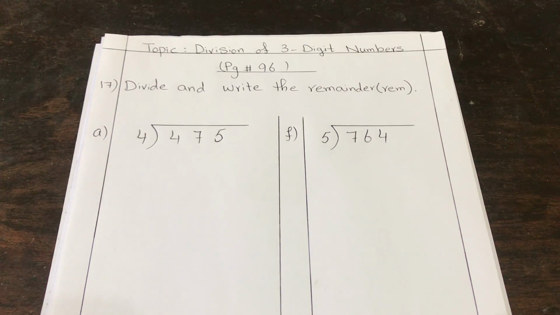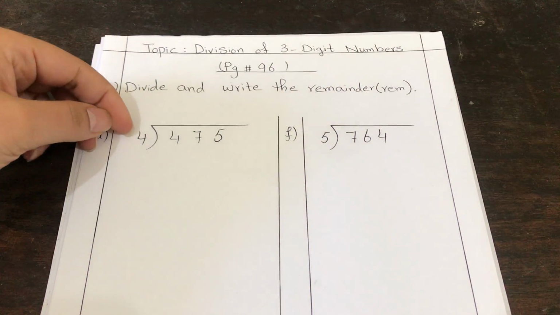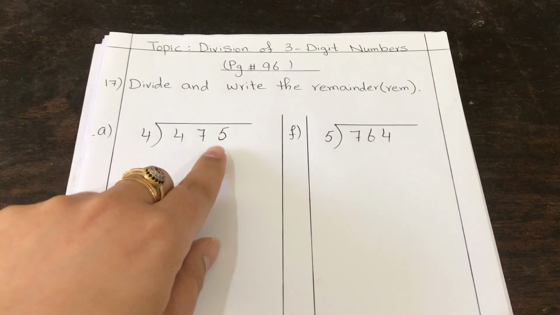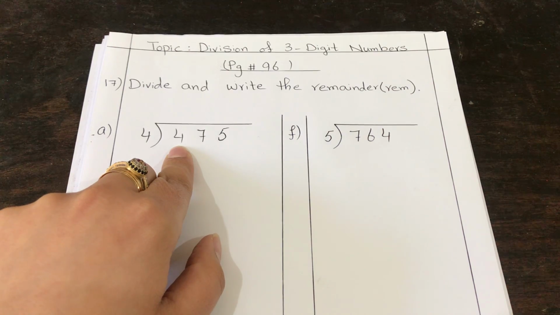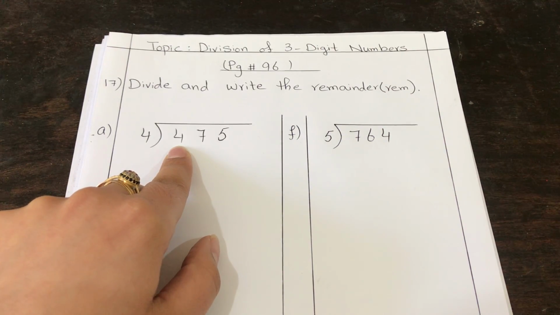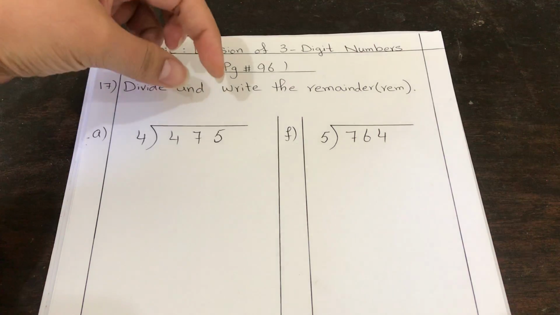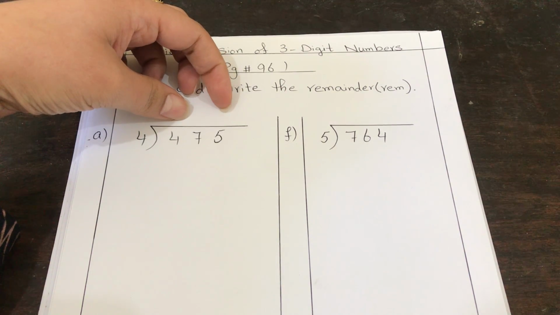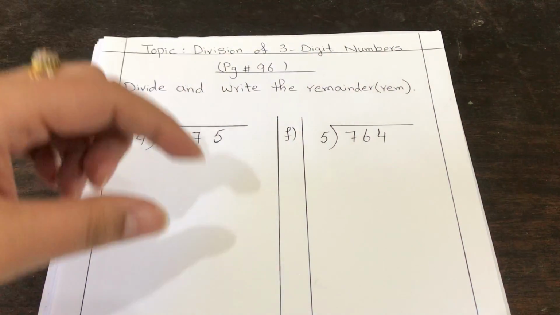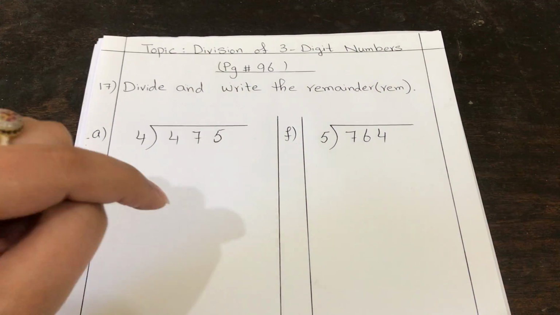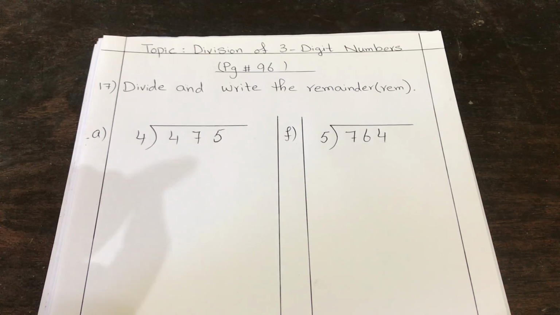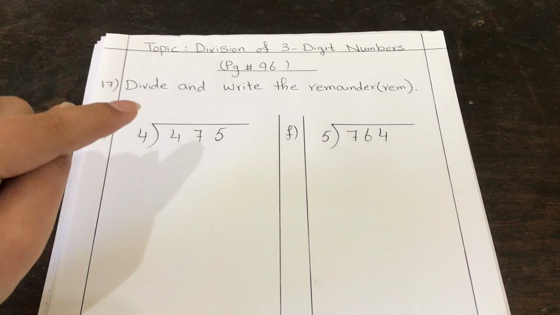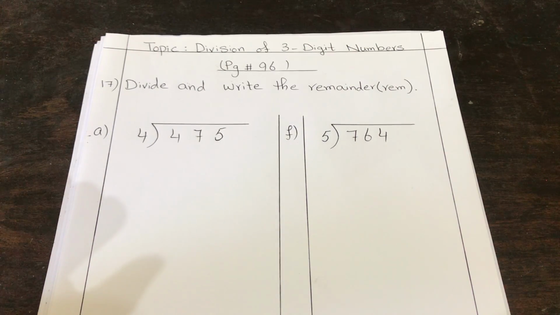Students, as we have already discussed, this number 4 is called the divisor. The number you are going to divide is called the dividend, right? The answer we are going to write at the top of this division symbol is called a quotient, and the number we are left with at the end, which would be smaller than your divisor, is known as a remainder.